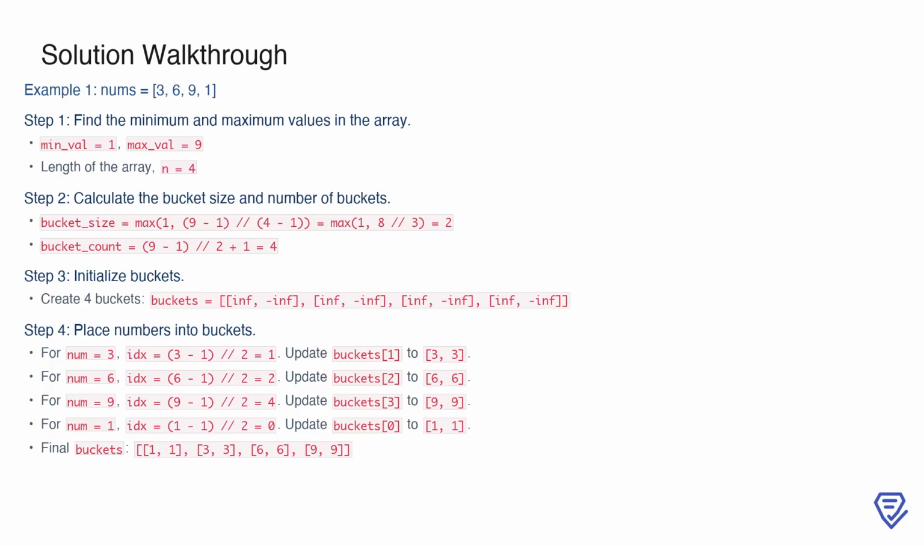Now, we place each number into its corresponding bucket based on the formula idx equals (number - min_val) / bucket_size. For number equals 3, the index is calculated as (3 - 1) / 2 equals 1, so the second bucket updates to [3, 3]. Similarly, number equals 6 places it in the third bucket, updating it to [6, 6]. The number 9 falls into the fourth bucket, updating it to [9, 9]. And 1 goes into the first bucket, updating it to [1, 1]. At the end of this step, the buckets are [1, 1], [3, 3], [6, 6], [9, 9].